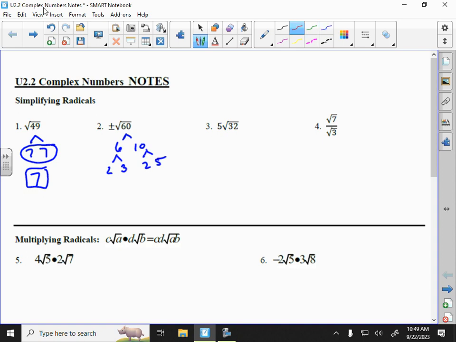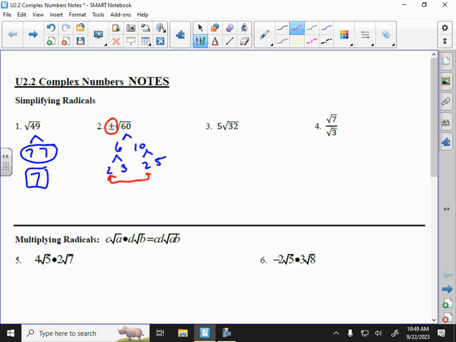Now you're looking for a pair of the same number. So here we have a pair of 2's. So a 2 is going to come out, and then the 3 and the 5 are not paired up, so we just multiply those back together. So the 2's on the outside, 15 will be on the inside, and we have this plus or minus symbol in front. And occasionally we'll have a number or a plus or minus or just a negative. And so we're going to keep that symbol.